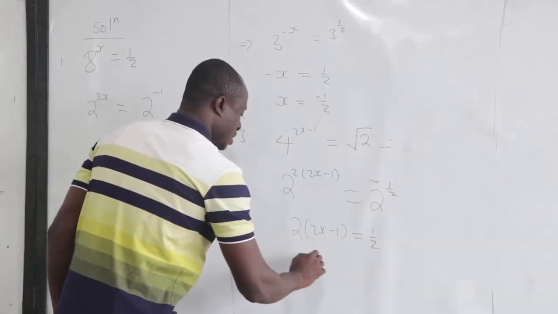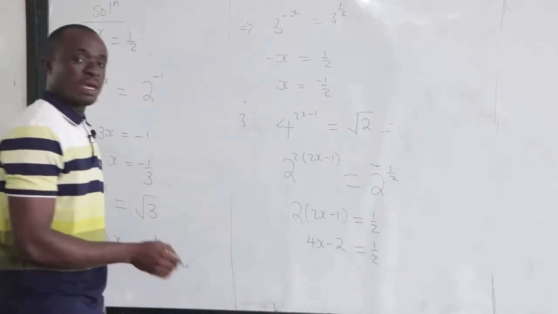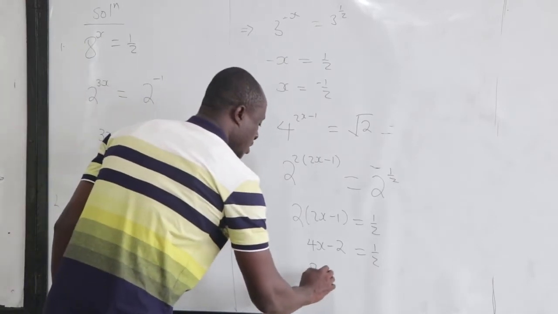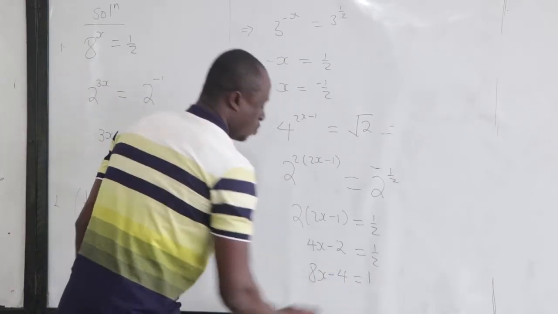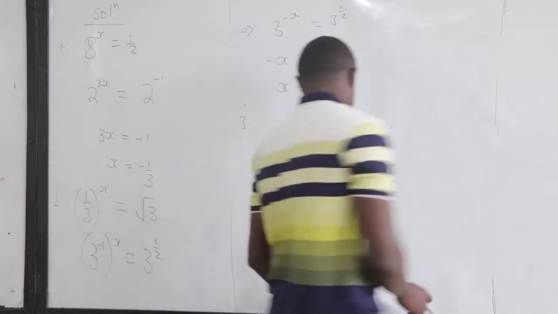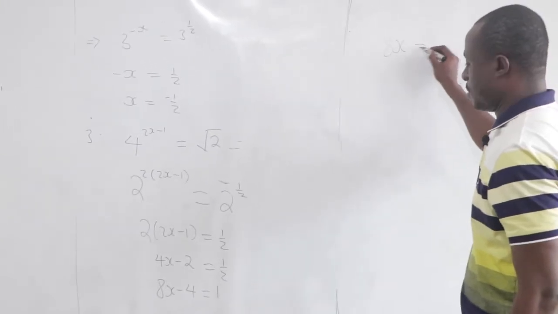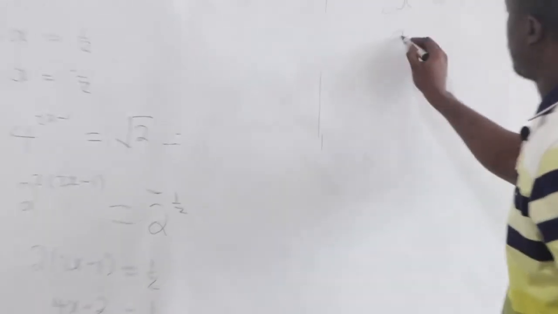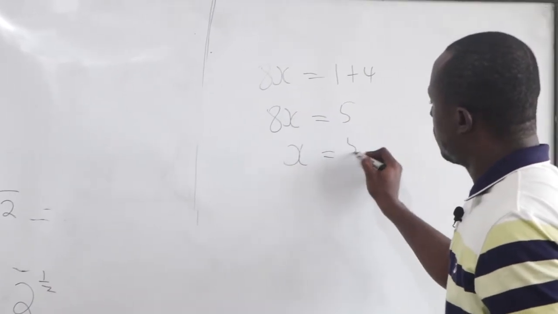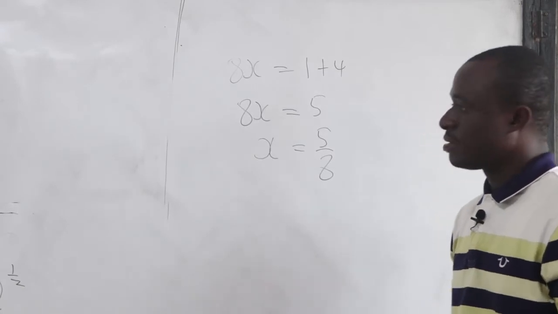Let's expand. So that is 4x minus 2 equal to 1 over 2. Currently from here, the LCM is 2, so multiply each side by 2. It will be 8x minus 4 equal to 1, because 2 times 1 over 2 is the same as 1. This has to go there, so we have 8x equal to 1 plus 4. 8x equal to 5. So clearly our x is 5 over 8. To find x, we divide both sides.